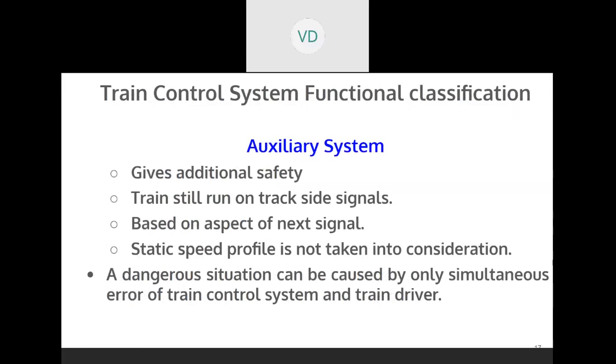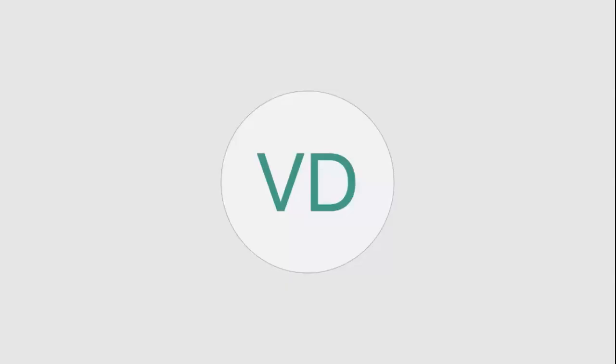Now we will classify the train control systems that descended from these three ancestors. They are broadly classified into various categories; otherwise, individually describing so many of them would be difficult. The first one was the auxiliary warning system. It gives additional safety. Trains still use the trackside signals, based on the aspect of the next signal. Any dangerous situation can be caused only by simultaneous error of the train control system and the driver. This was the belief in those days. This is only a warning device, actually, AWS.